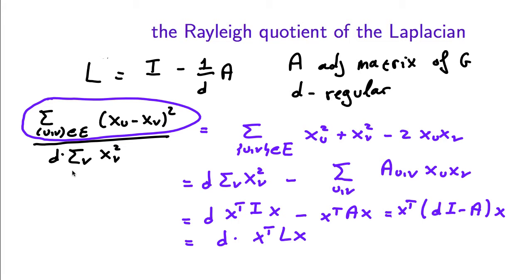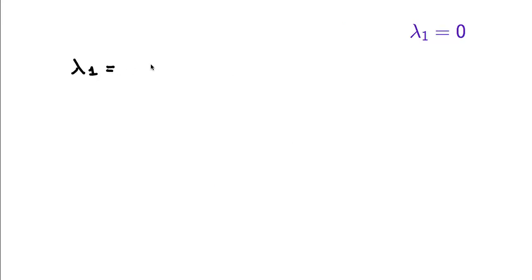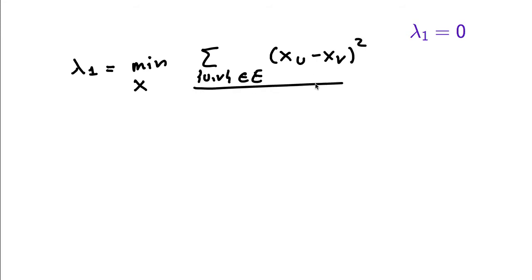Now when we divide by d times summation over v of xv squared, using this expression for the numerator, d will cancel, and we're going to have this. This is precisely the Rayleigh quotient of the Laplacian. So the Rayleigh quotient of the Laplacian is this expression, and so lambda 1 of the Laplacian will be the minimum over all non-zero vectors x of summation over all edges of xu minus xv squared divided by d times summation of xv squared.